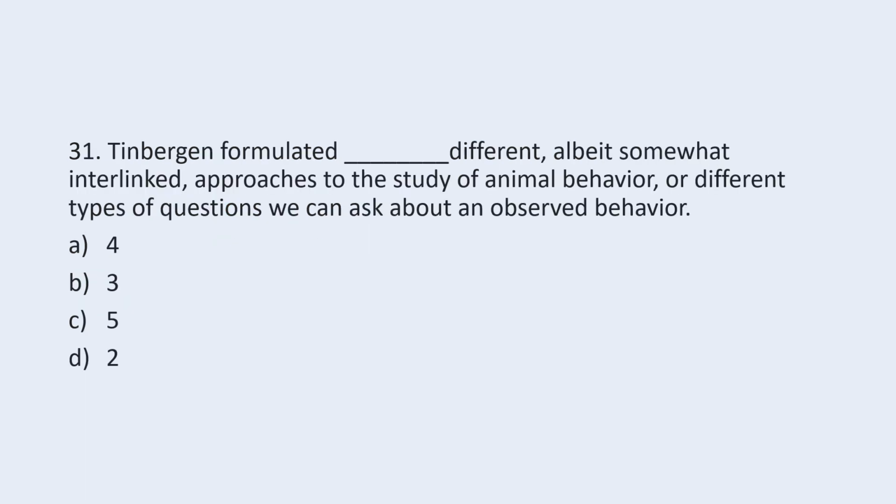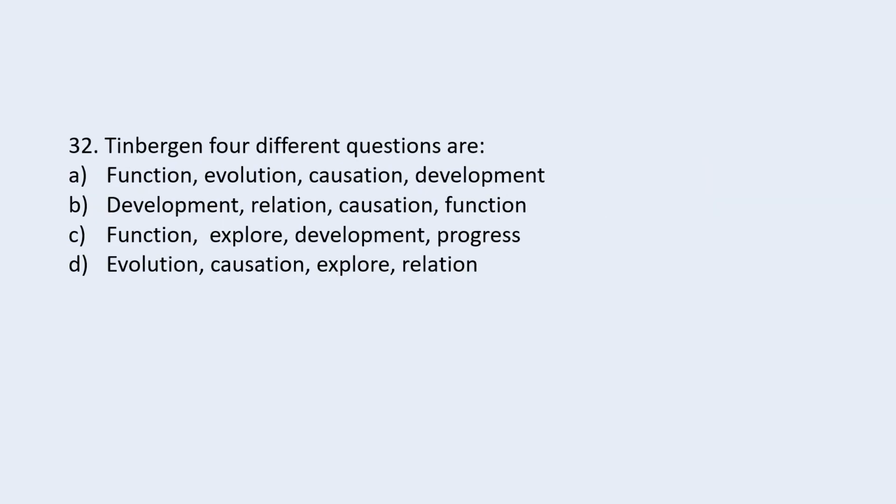Number 31. Tinbergen formulated different albeit somewhat interlinked approaches to the study of animal behavior, or different types of questions we can ask about an observed behavior. So according to Tinbergen, 4 different approaches are very important to understand animal behavior. 32. Tinbergen's 4 different questions are function, evolution, causation and development.